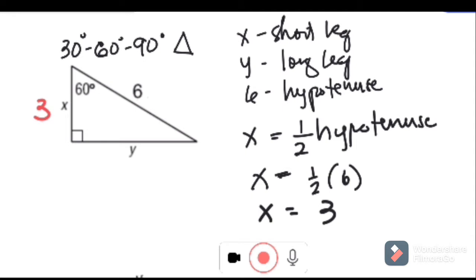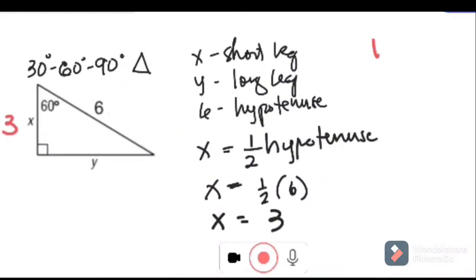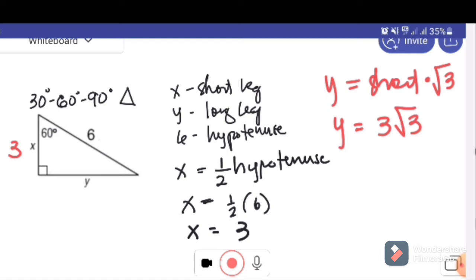Now to find the longer leg, we are going to multiply the shorter leg with the square root of 3. So to find Y, we are going to multiply the short leg times the square root of 3. And our short leg is equal to 3, so 3 times the square root of 3. So our Y here is 3 square root of 3.